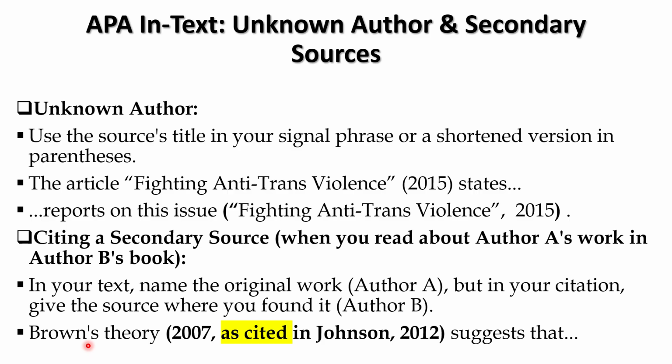So here we have also a remark. When you mention the secondary source, you have to mention the year of publication of the original work. Then with "as cited in" Johnson, the work that you read, and the year of publication of the work of Johnson, and all of that between parentheses.